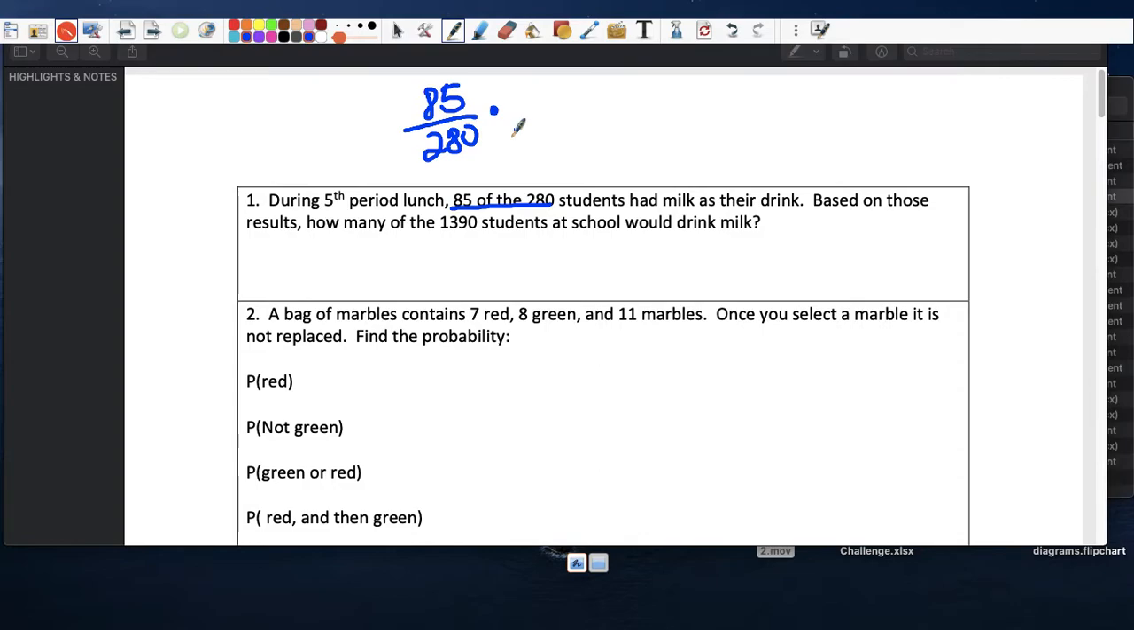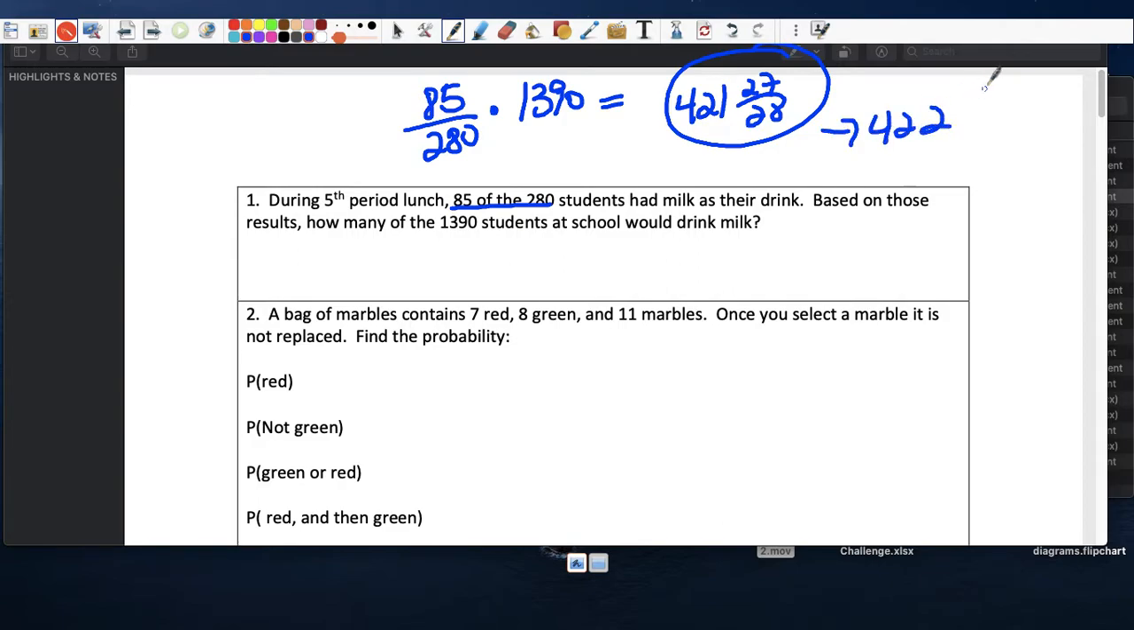We're going to take that and multiply it by the larger group and make a prediction here, right? So we can do 85 over 280 times 1,390, and the final answer is 421 and 27 over 28 students. Obviously, we can't have students in fractional format, so it'd be 422 students.